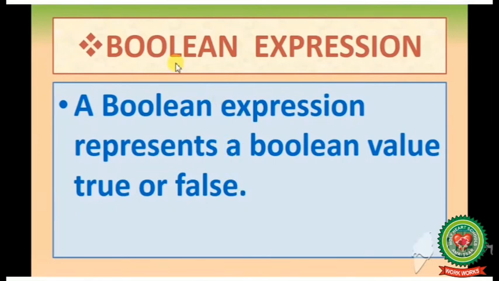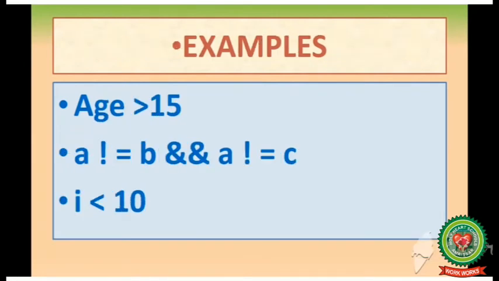The next is Boolean expressions. Boolean means true or false. A Boolean expression represents a Boolean value, that is true or false. So the resultant value is always true or false. See the Boolean expression, some examples. Age greater than 15. So if the person's age is greater than 15, the answer is true or false.